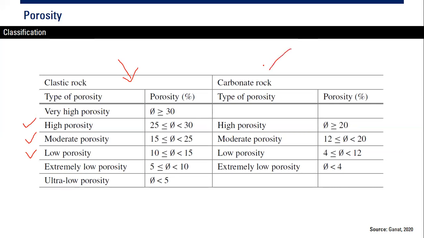In carbonate rock, we have other classification, okay? High porosity if the porosity is equal or more than 20%, moderate porosity, low porosity, extremely low porosity. You can refer to this table.